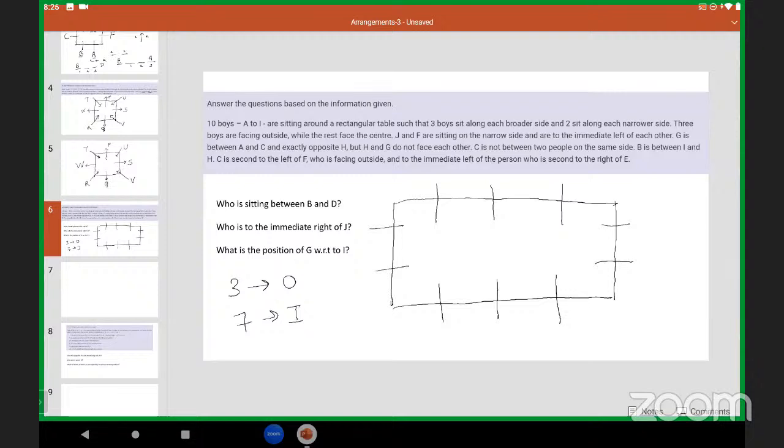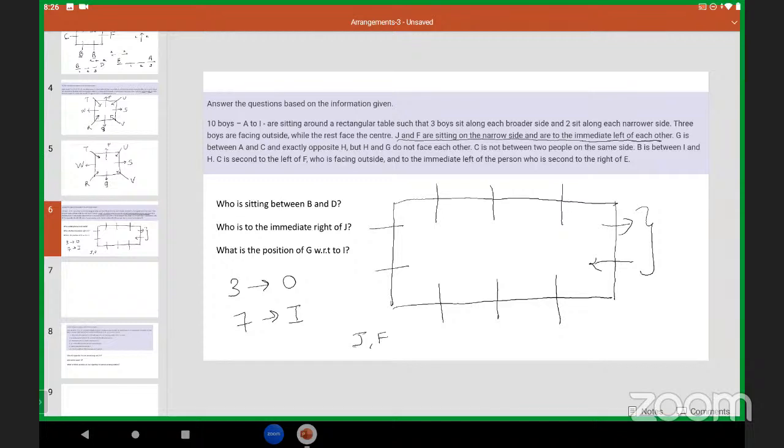Now J and F are on the narrower side and are to the immediate left of each other, which means one is facing out, of J and F. Try to read the statement once: J and F are on the narrower side. Let us suppose they are sitting over here, and both of them are on the narrower side and are to the immediate left of each other. So one has to face inside, one has to face outside. In such cases only it's possible that people are towards the left of each other.